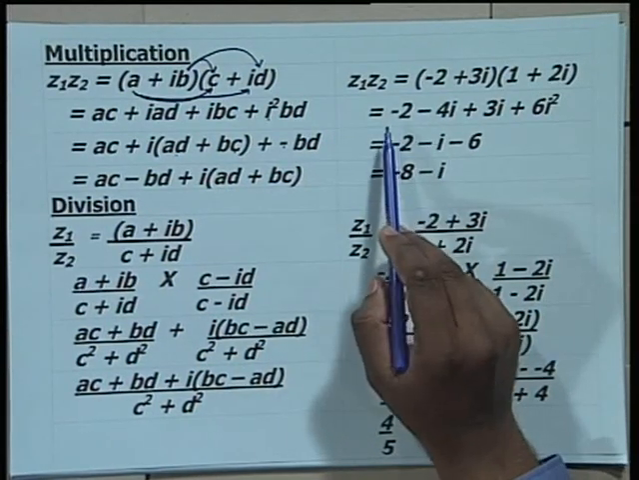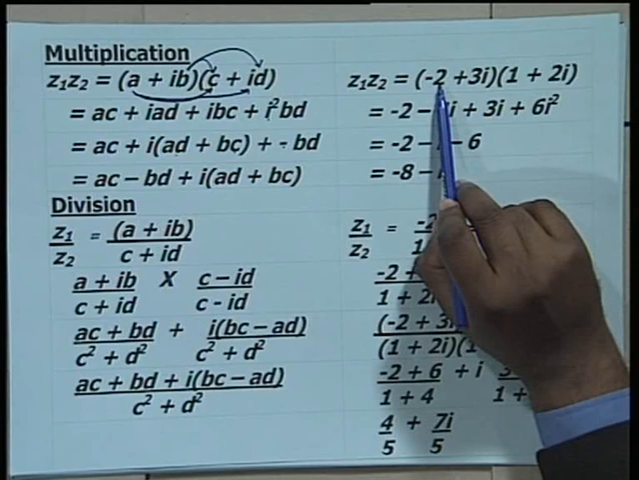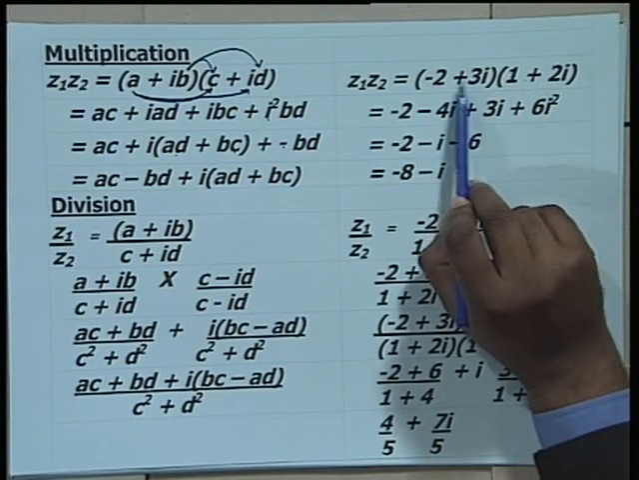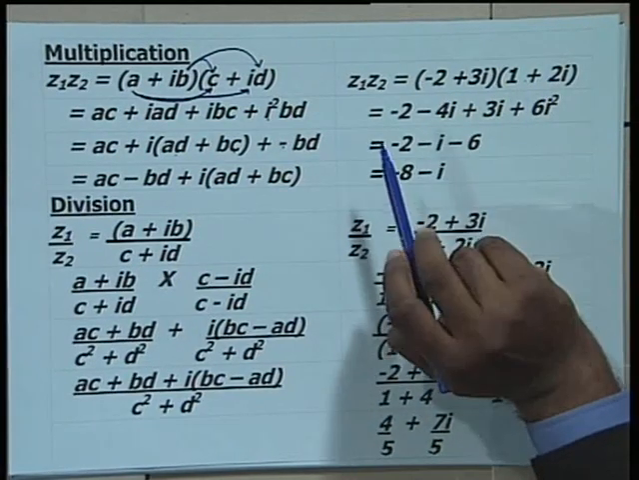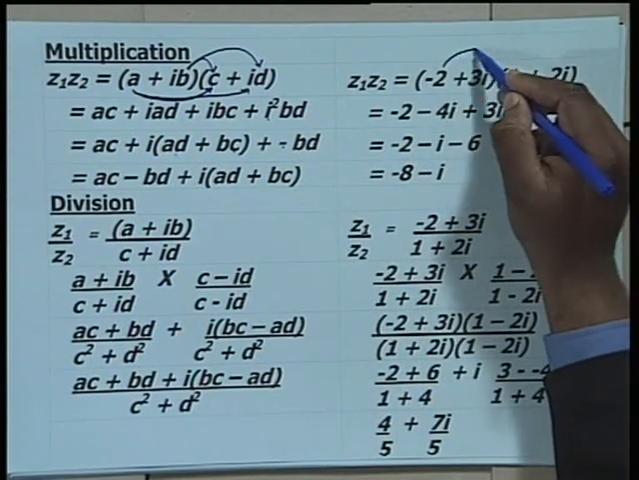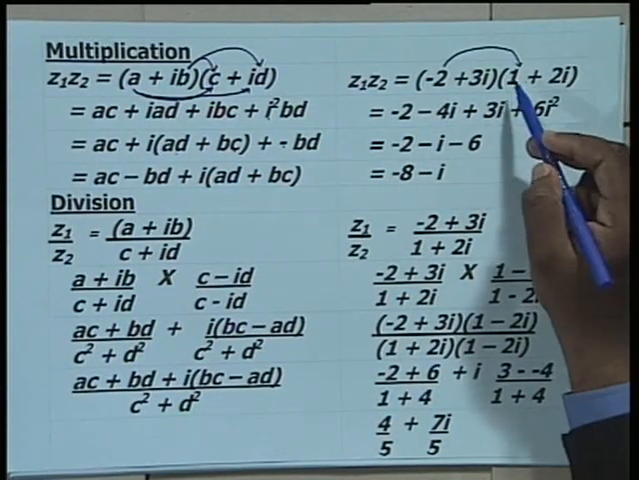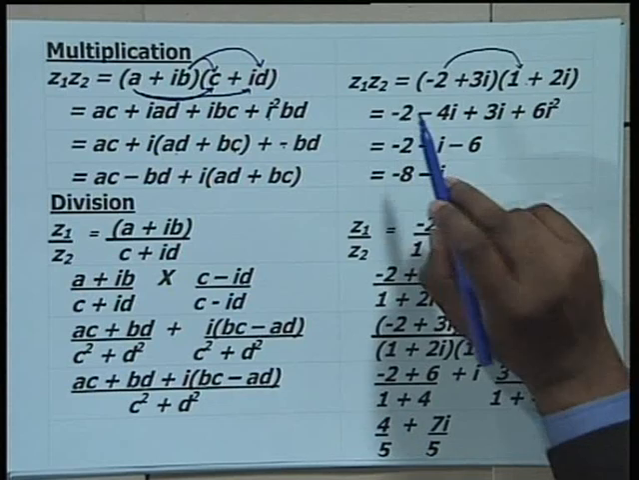Let's illustrate that by an example. Multiply the two complex numbers, minus 2 plus 3i and 1 plus 2i. To multiply, we multiply minus 2 and 1 to obtain minus 2.